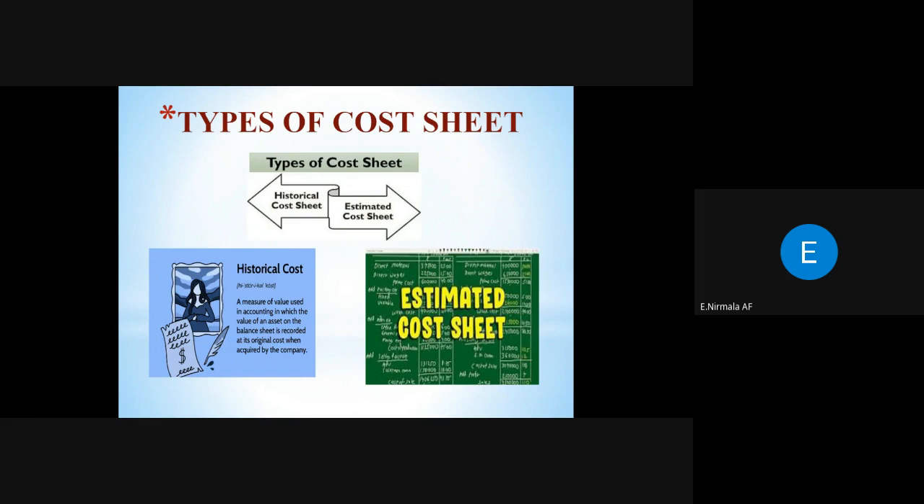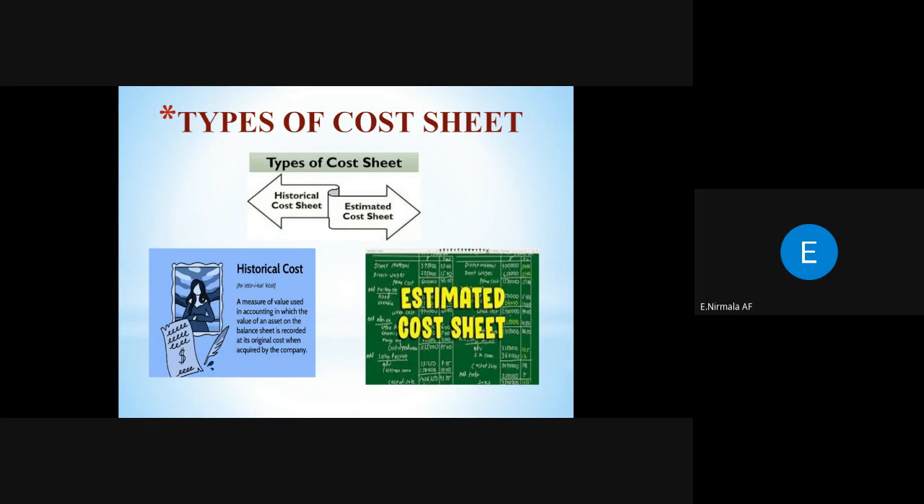However, there may be several changes between the estimate and the final figures. So the historical cost sheet considers the actual expenses incurred. Since this method is based on the actual cost incurred in the past, it is called historical cost sheet. It is the most commonly used type of cost sheet in various manufacturing businesses.